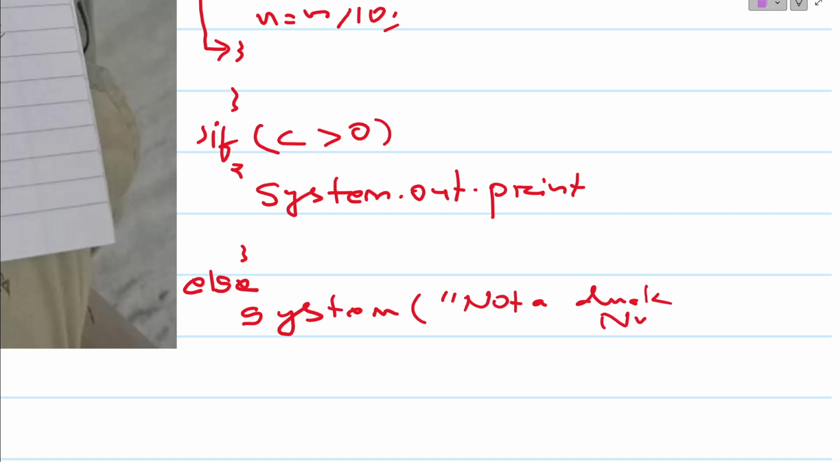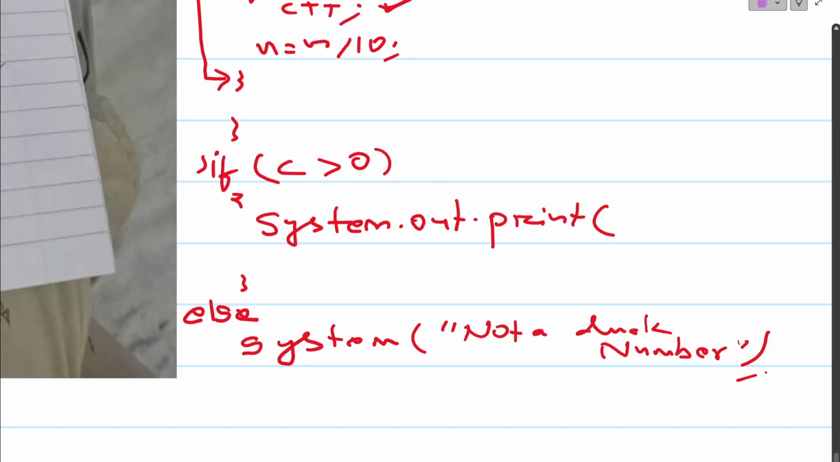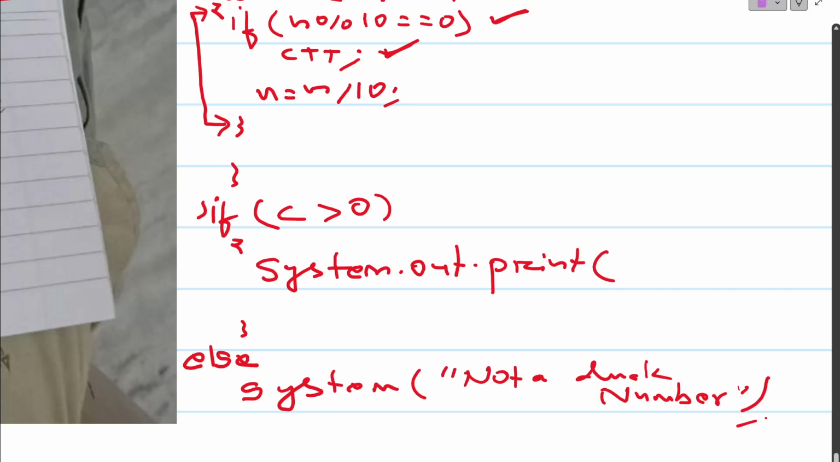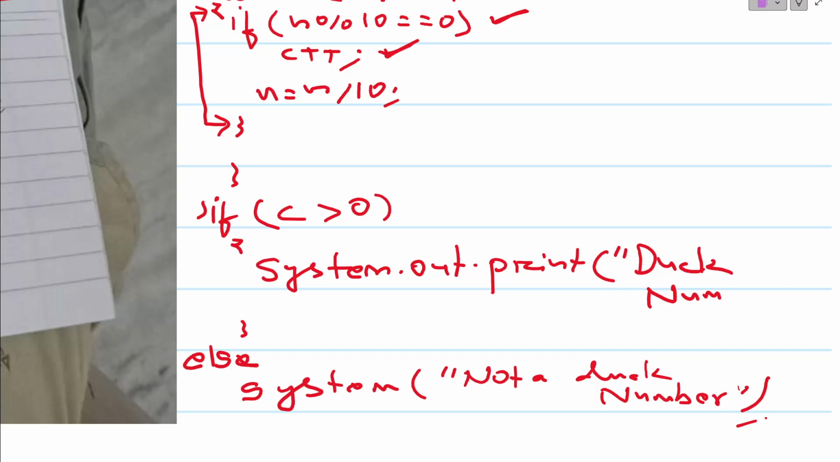Did you get what I'm saying? This is the proper program that has to be written for duck number. And if any of the places contains a digit that is 0, then c is greater than 0, and here it will be a duck number. This is how your program has to be written. Okay, now this is complete.